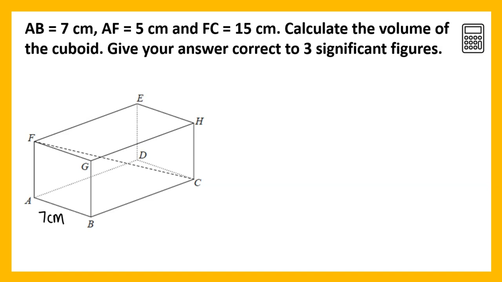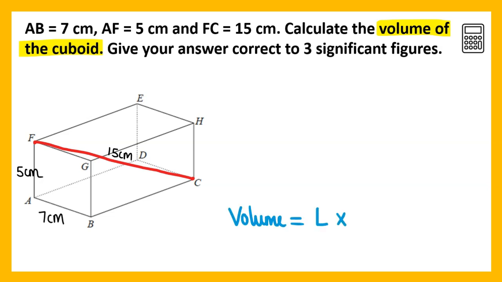On to the intermediate question with a slight increase in difficulty. The length AB is 7 centimeters, A to F is 5 centimeters, and F to C, which is given as the diagonal length from here to here, measures 15 centimeters. Calculate the volume of the cuboid, giving our answers to 3 significant figures.